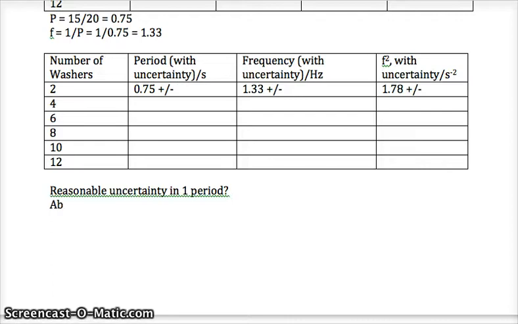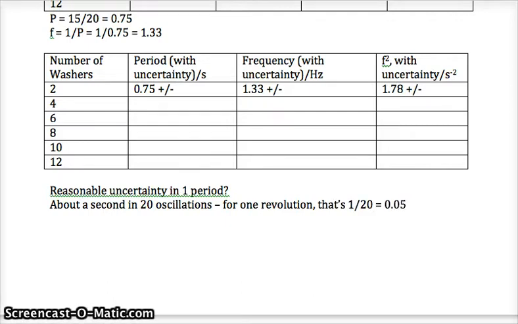But for me, that sounds reasonable. About a second in 20 oscillations, or 20 revolutions. So for 1 revolution, that's 1/20th of a second, so 0.05 seconds. So our uncertainty in our period is going to be plus or minus 0.05. And that can be anything, but it should be 1/20th of whatever your uncertainty is for 20 revolutions.